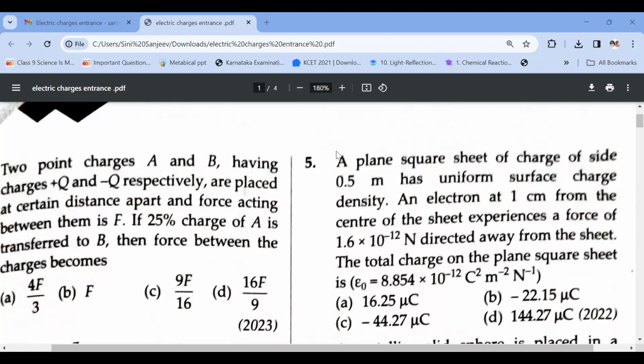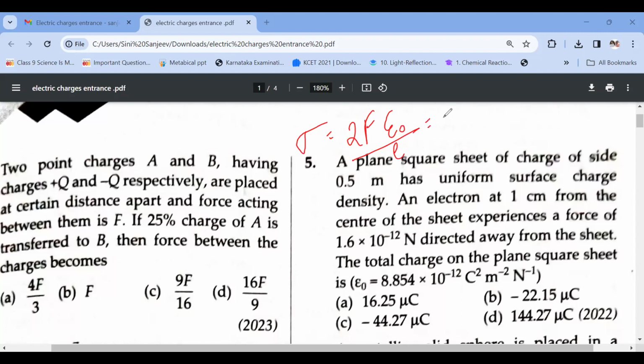So let me see whether you're able to get it. See, plane square sheet of charge. If you haven't understood, I'll just write it one more time. The formula is very easy. Just find sigma. Sigma is nothing but 2 F epsilon naught by E.